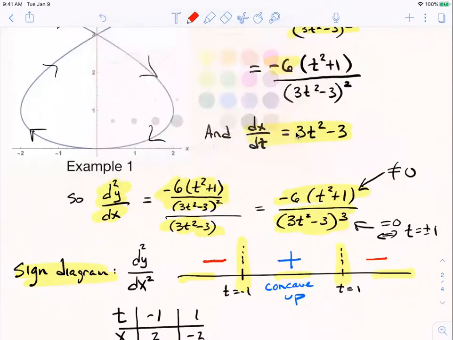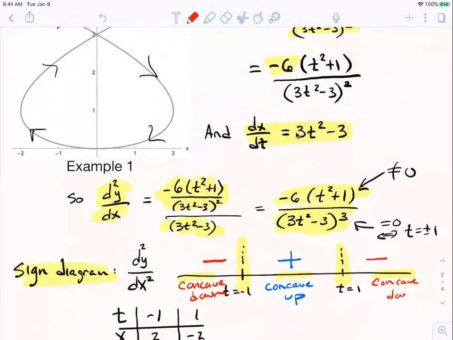Places where the second derivative is negative, the function is concave down. Getting a little messy there. Concave down. Yeah, where on the curve?